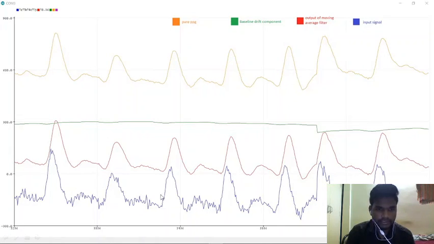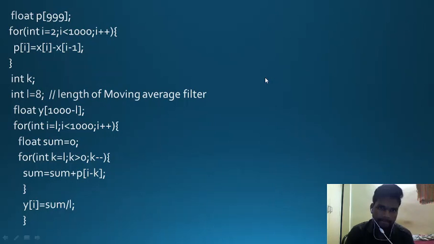The output of this code is as follows. This is the input signal, this is the output of the moving average filter, and this is the baseline drift component. We have to subtract the baseline drift component from the moving average filter's output. We'll get this output. This is the pure PPG signal.